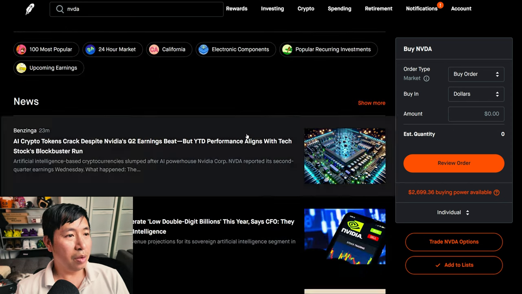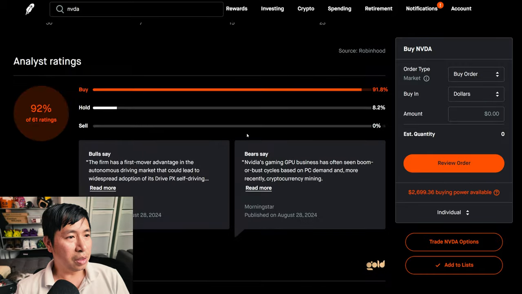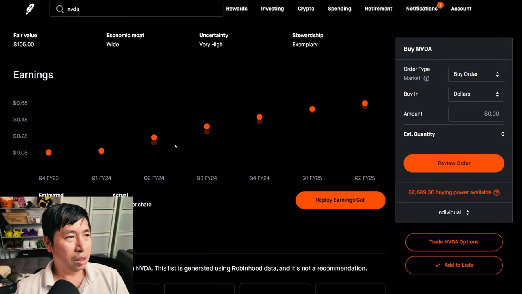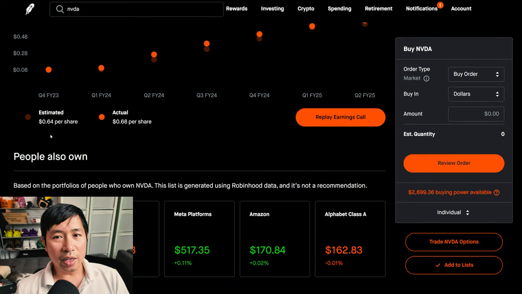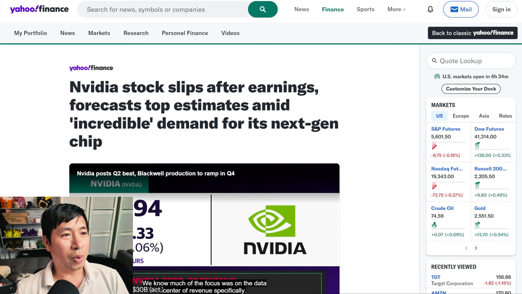So today, if we scroll down here, earnings, estimated was 64 cents per share, actual was 68 cents per share, so they beat on estimated EPS. There is an article here that I want to show you guys. Nvidia stock slips after earnings, forecasts top estimates amid incredible demand for its next-gen chip.